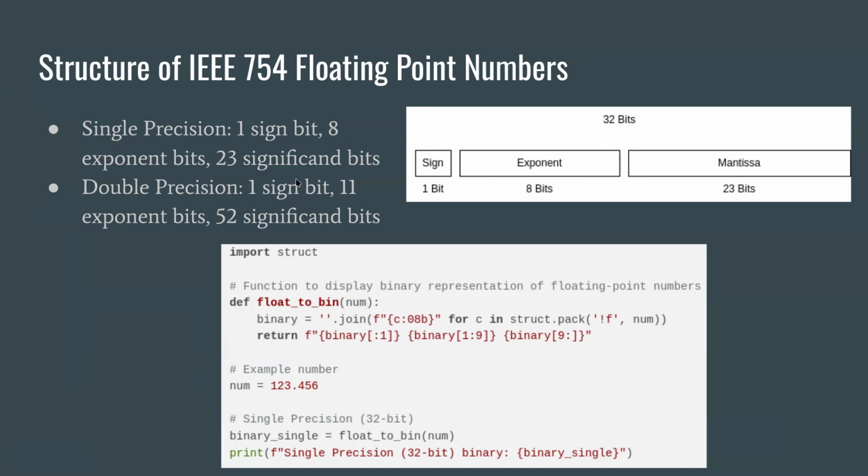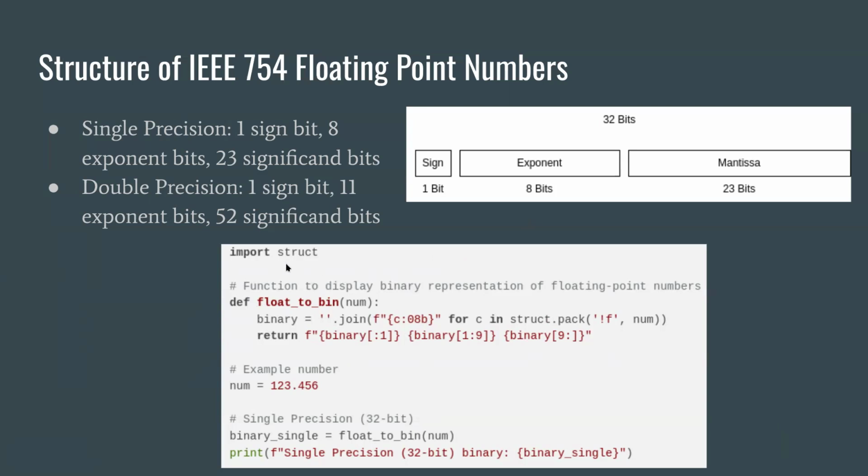For double precision, similar to the 32-bit single precision number, there is 1 bit for the sign, and 3 more bits are allocated to the exponent. So there are 11 bits for the exponent, and then 52 bits for the significand or mantissa. This structure allows us to represent numbers in a standardized way, facilitating accurate and consistent computation.